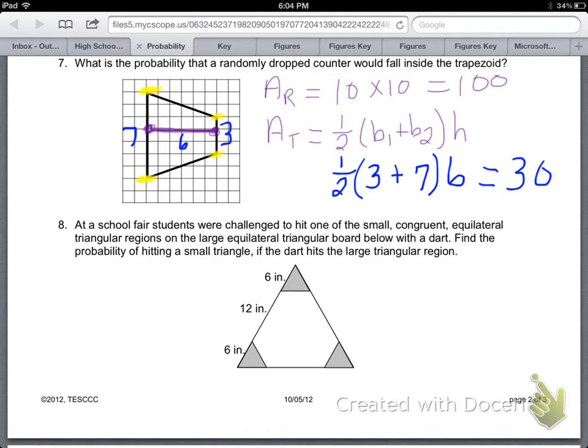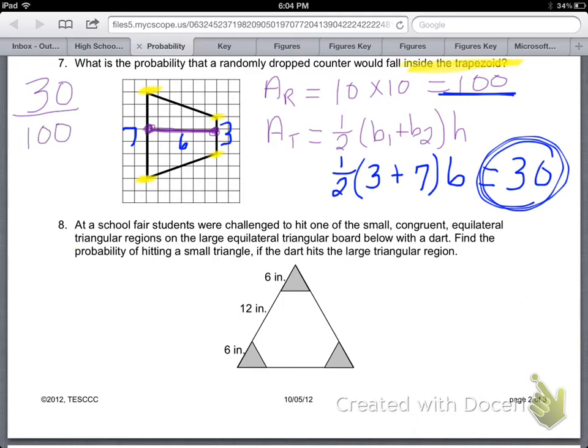So the area of the rectangle is 100, and the area of the trapezoid is 30. And it wants to know, what is the probability that it will fall inside the trapezoid? Well, the trapezoid is 30. All of it is 100. So we make a little fraction. The probability that it will fall inside is 30 out of the whole 100. And if you can reduce, you always reduce, which gives us 3 over 10.